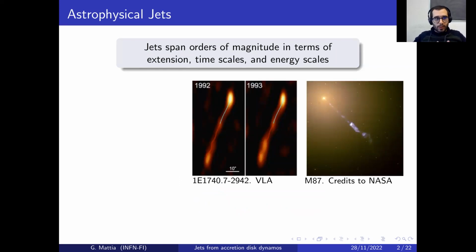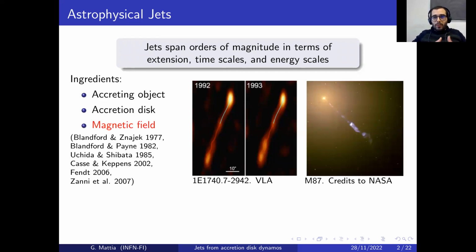The astrophysical context is astrophysical jets, which are very interesting objects in our universe. One of the primary features of astrophysical jets is that they span orders of magnitude in terms of extension, time, and energy scale. So they can be quite ubiquitous. We can see them in the context of protostellar objects as well, and AGN, which, as you know, are at very different scales.